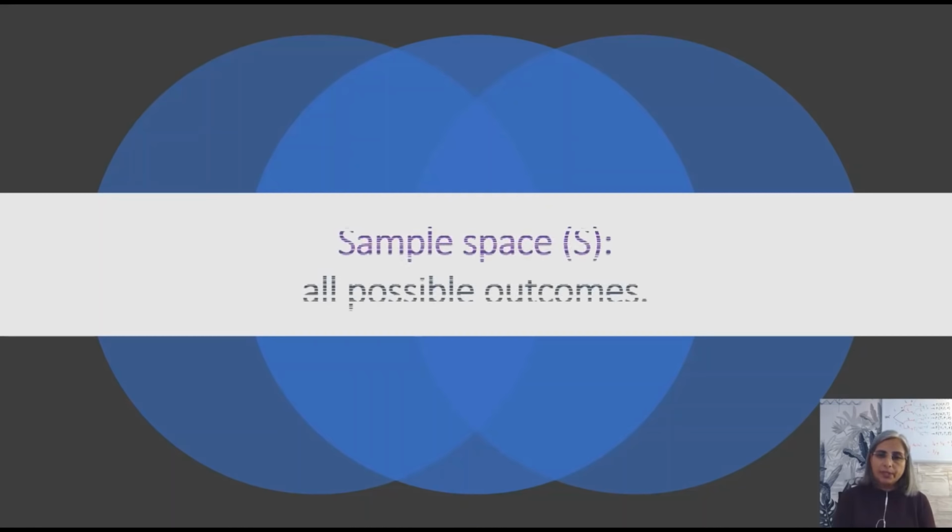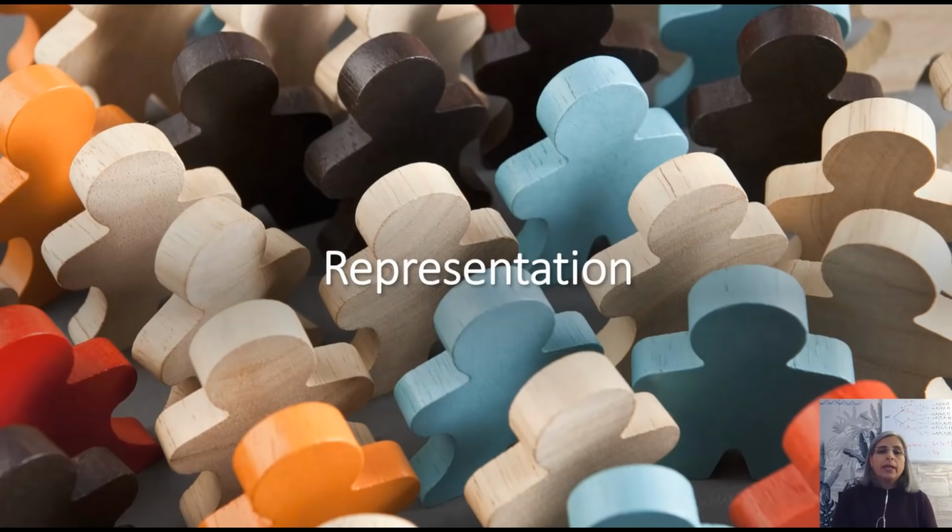information. So the next important thing I want to talk about related to probability is the sample space. The sample space is the collection of all possible outcomes that can occur if we do an experiment. And there could be three types of representations of the sample space.